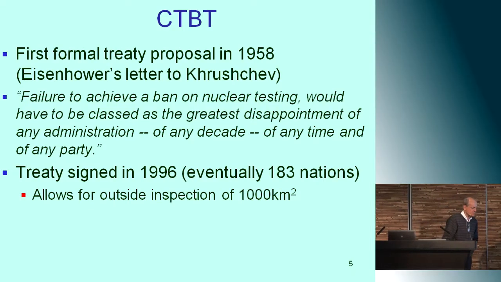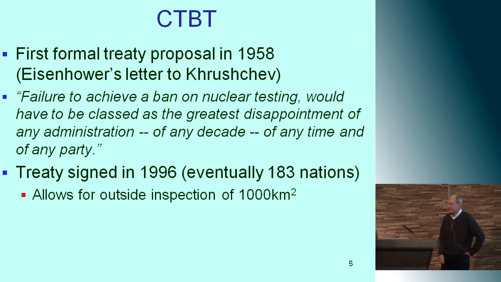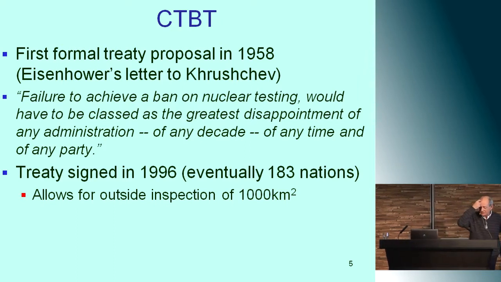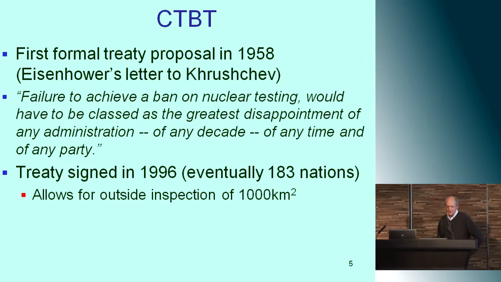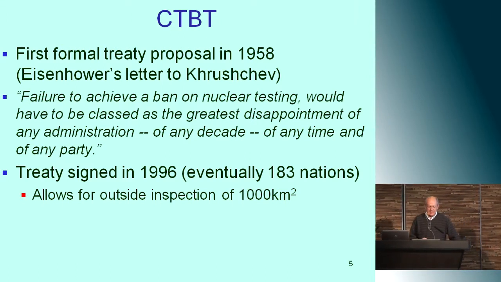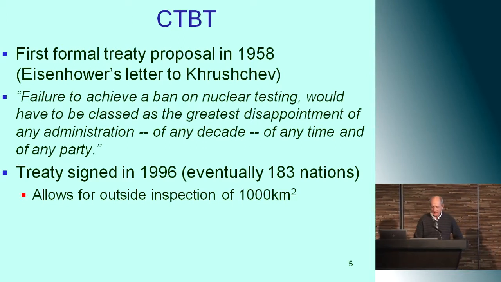So for a long time, people have been trying to stop testing. Back in 1958, President Eisenhower wrote to Khrushchev, who was leader of the Soviet Union, saying that we need to stop testing because testing is creating international tension. It's facilitating an arms race that may destroy the human race. And he said that failure to achieve a ban would be essentially the biggest failure of any American administration in history.